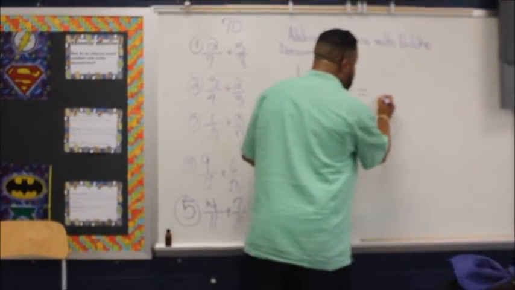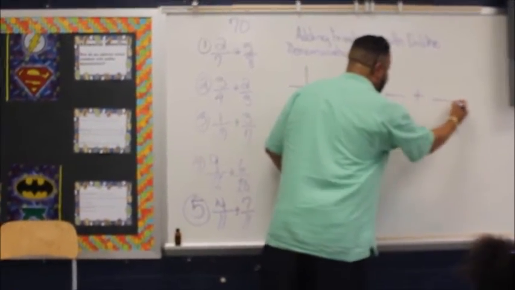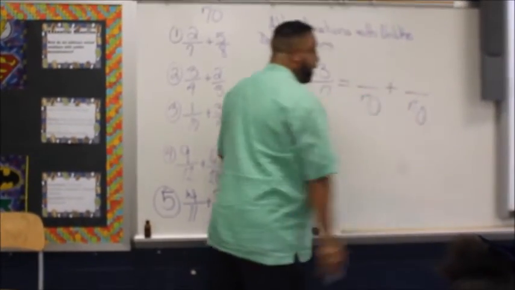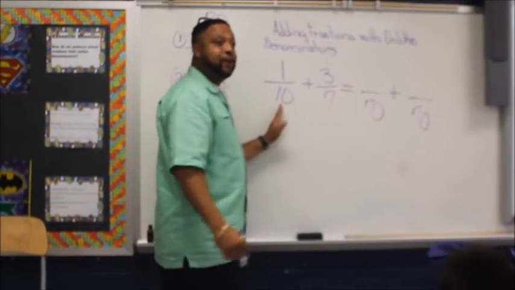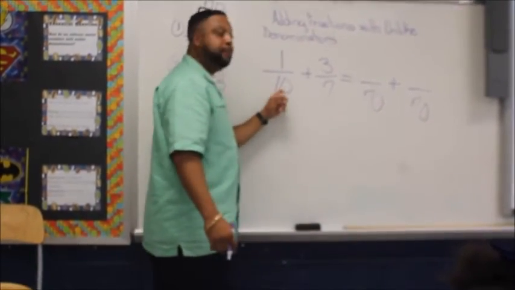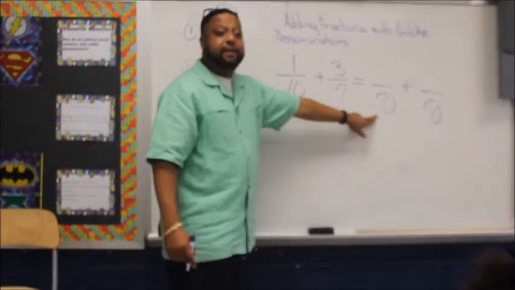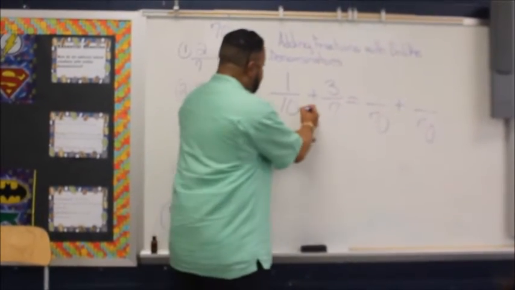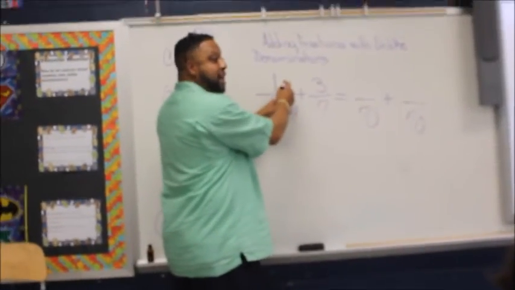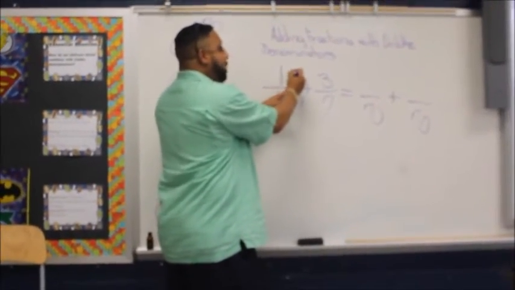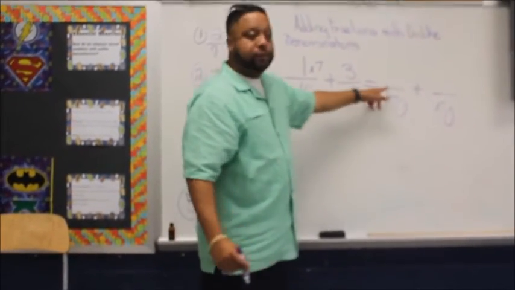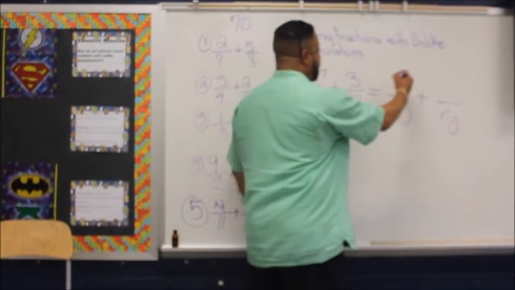Alright, very good. Draw a fraction bar, a plus sign, a fraction bar. And I need a 70 right here and a 70 right here. This represents this fraction, this represents that fraction. What can I multiply 10 by to get 70? 7. 10 times 7. And I also must rename the top number and multiply by what number? 7. So 1 times 7 is 7. So I will place a 7 right here.